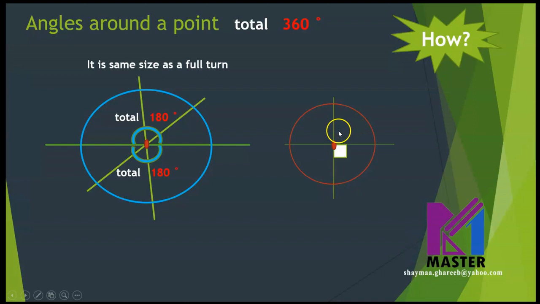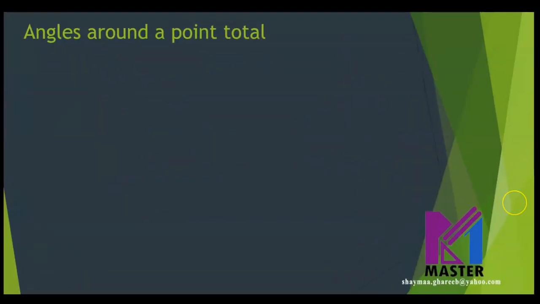In the full turn, I can divide it into 4 equal angles, 4 right angles, each one is 90, so 90 times 4 is 360. Angles around a point total 360 degrees.